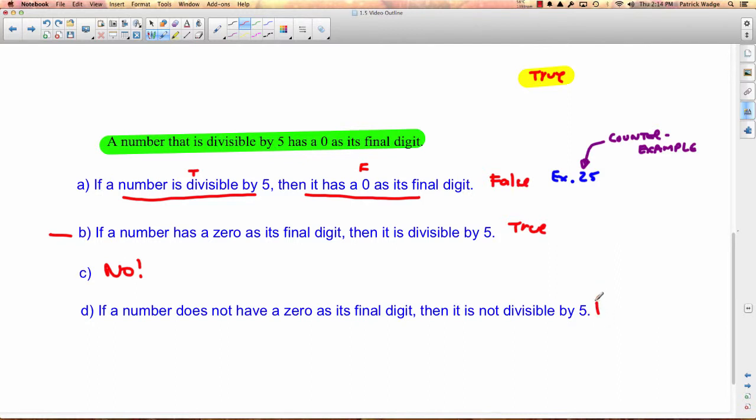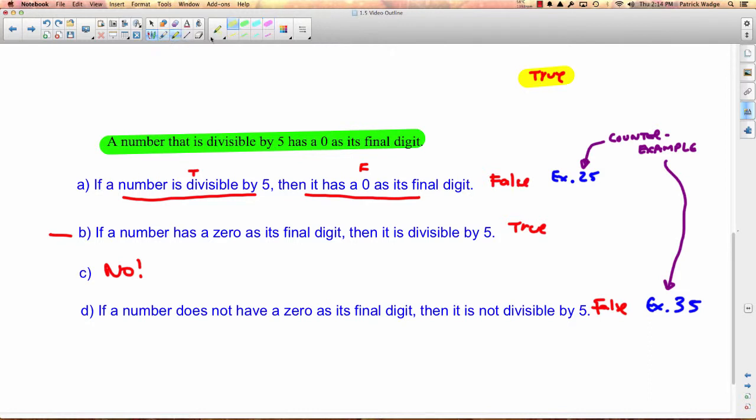If a number does not have a 0 as its final digit, then it is not divisible by 5. That's false. How do you know? Well, we need another counterexample. It turns out it would be all the same counterexamples that worked up here. So 25 would be another, but think of a different one. Any number that ends with 5. How about 35 this time? If a number does not have 0 as its final digit, then it is not divisible by 5. But wait a minute, that is divisible by 5. So this is a counterexample, and it proves this is false.